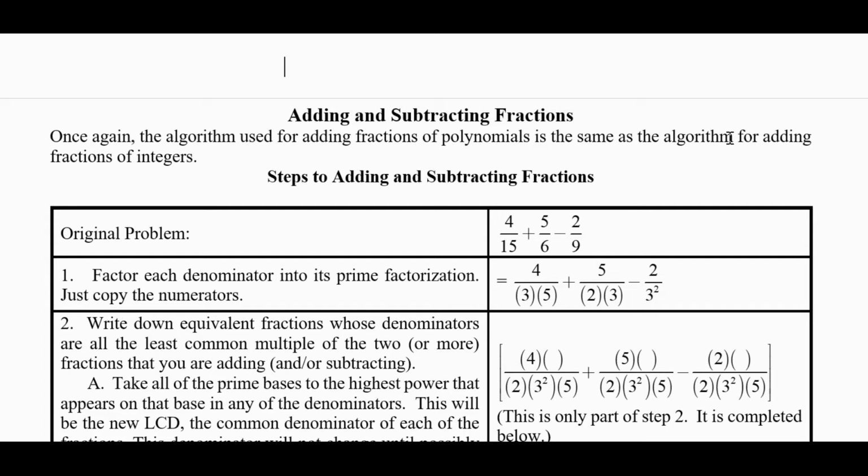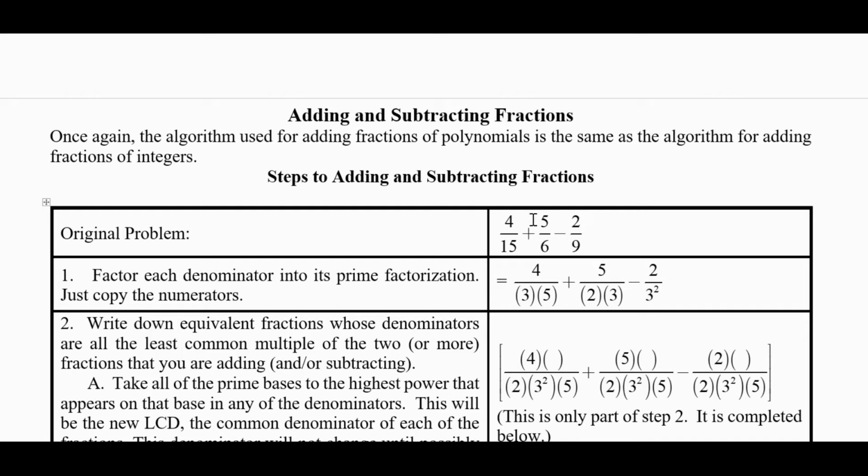In this video, we're going to talk a little bit about reviewing how to add and subtract fractions. We'll start with some constant fractions and then with some fractions of polynomials, i.e. rational functions or rational expressions. Once again, the algorithm that's used for adding fractions of polynomials is the same as the algorithm used for adding fractions of integers. If we're careful about how we write this down and what we're doing when we're adding fractions with constants in them, you will see that this translates very nicely to the variable situation.